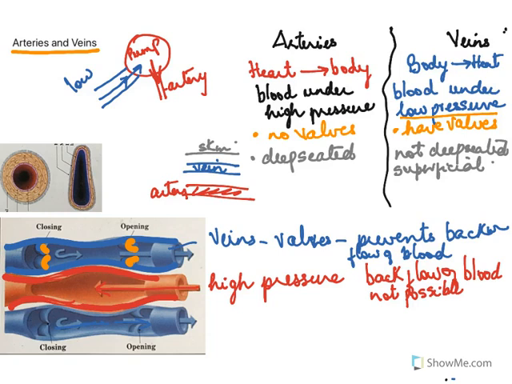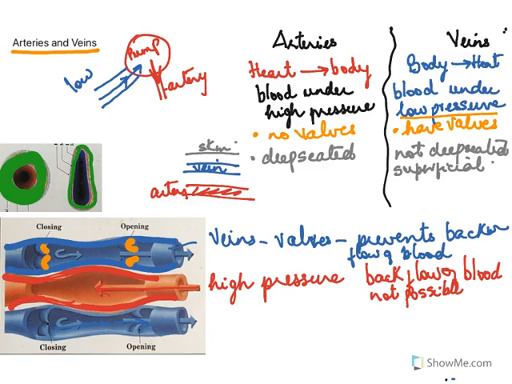Here we have another one. Just look at this picture. This is an artery which has thick walls. Have you seen how thick the walls of the artery are? But look at the walls of the vein. They're so thin. Why do you think so?